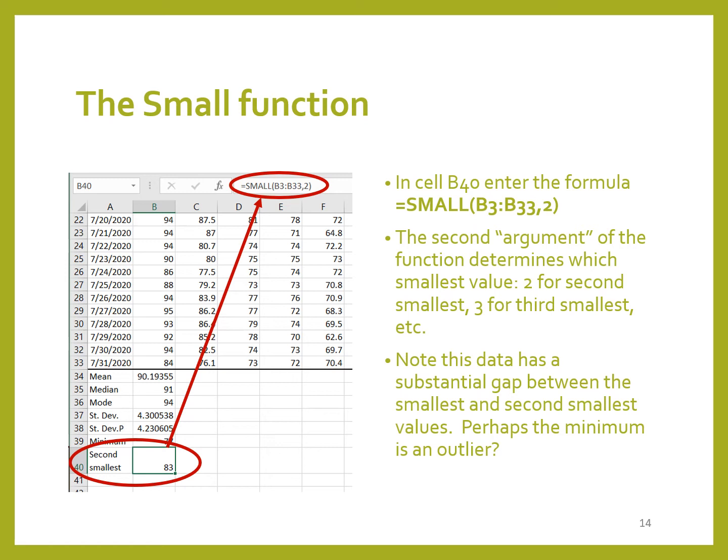Notice that the data result is 83, and the minimum, the first smallest, was in the 70s. So this is a substantial difference between the second smallest and the first smallest. And so again, we had that question we were asking along the way, does this data have an outlier? And this is some indication that perhaps it does.